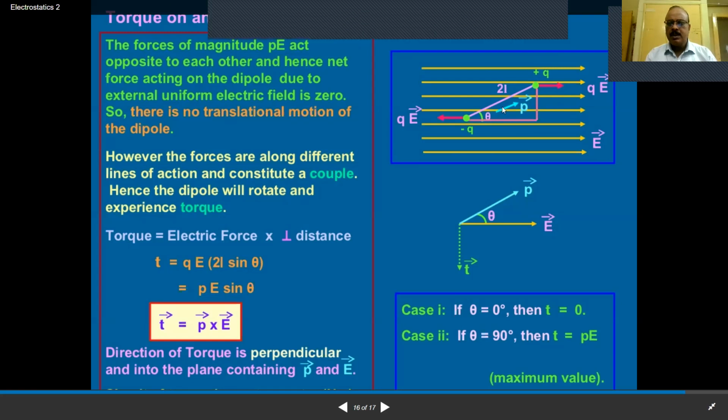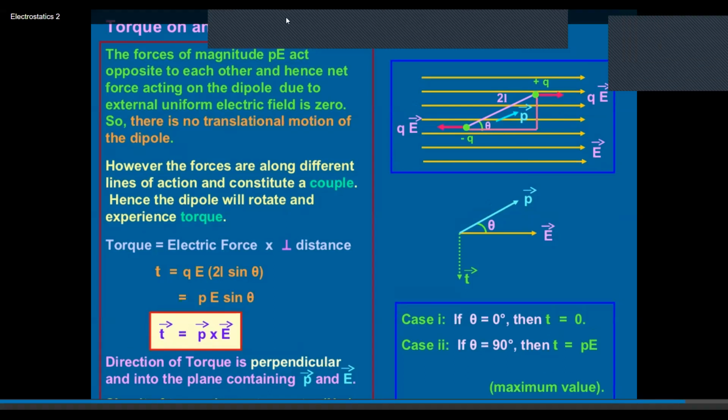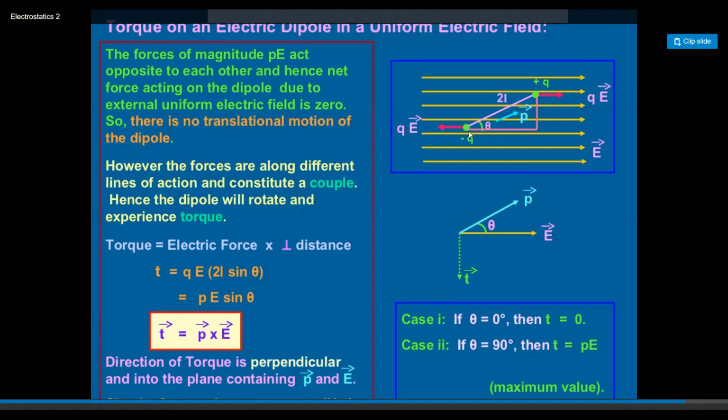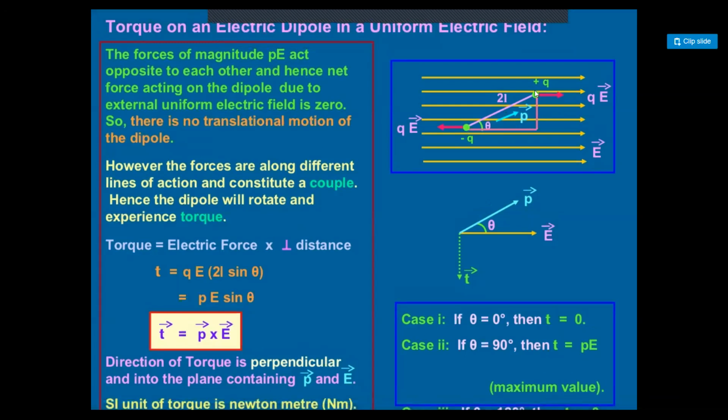Theta is the angle between the dipole moment and the electric field. Minus Q, plus Q. Just observe the figure carefully. 2L is the length of the dipole, that is the distance between two point charges.